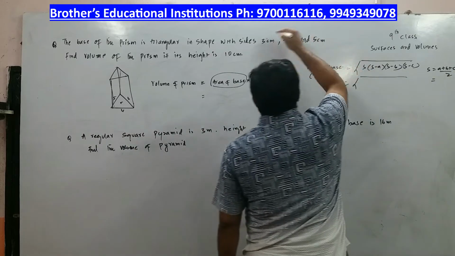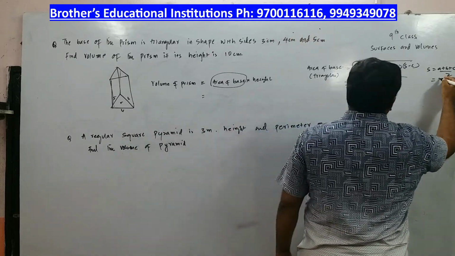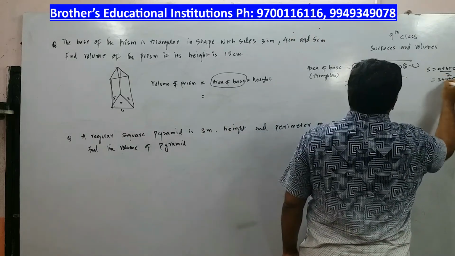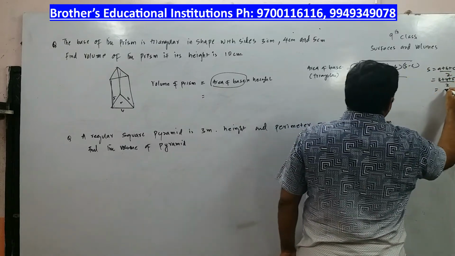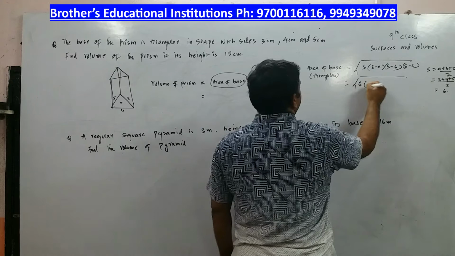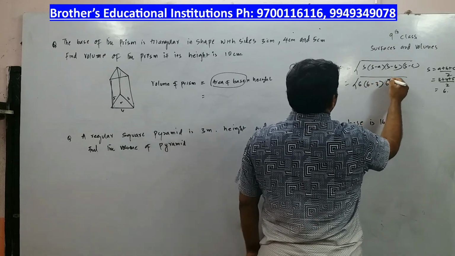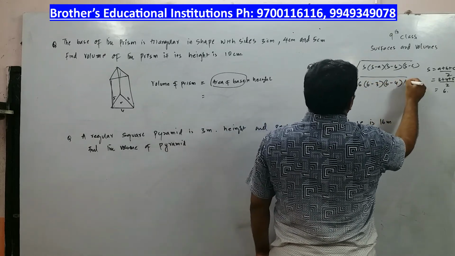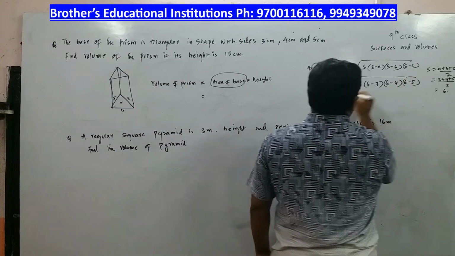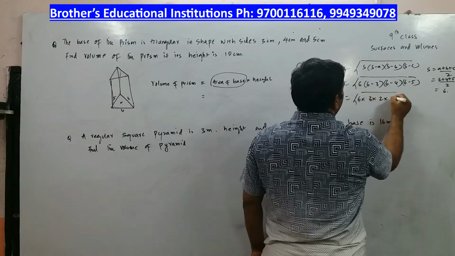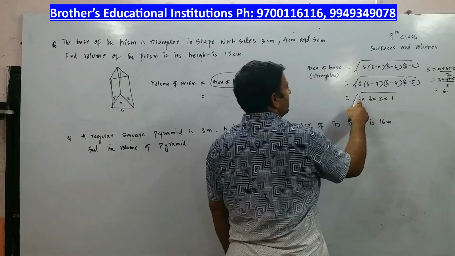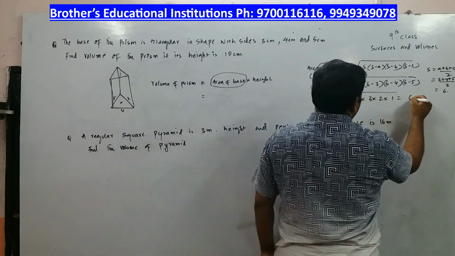So it is 3 plus 4 plus 5 by 2. 3 plus 4 is 7, 7 plus 5 is 12, by 2 is 6. So you write 6 into 6 minus 3 into 6 minus 4 into 6 minus 5. So it is under root of 6 into 3 into 2 into 1. 3 2s are 6. 6 into 6, 36. Square root of 36 is 6.